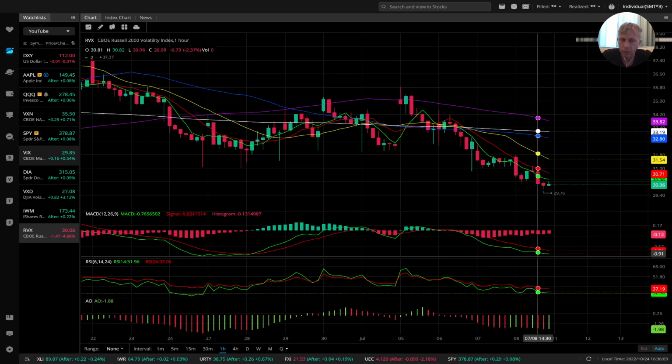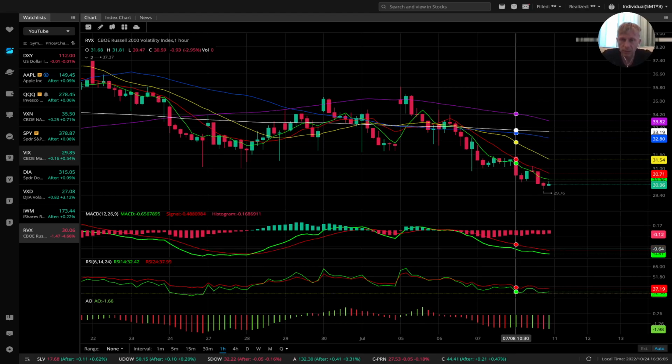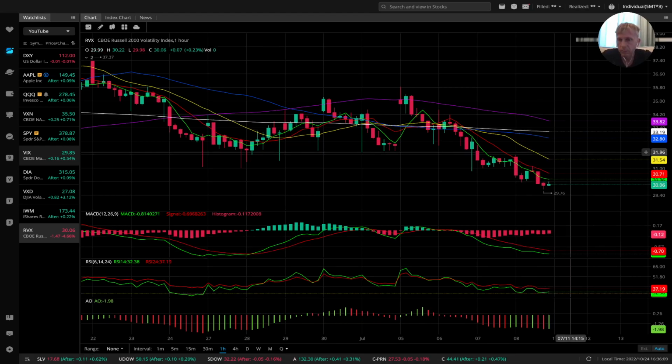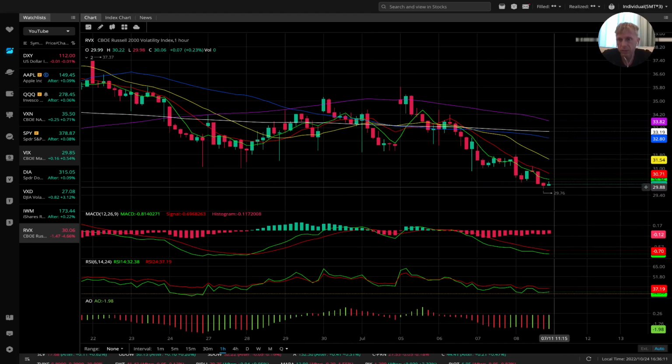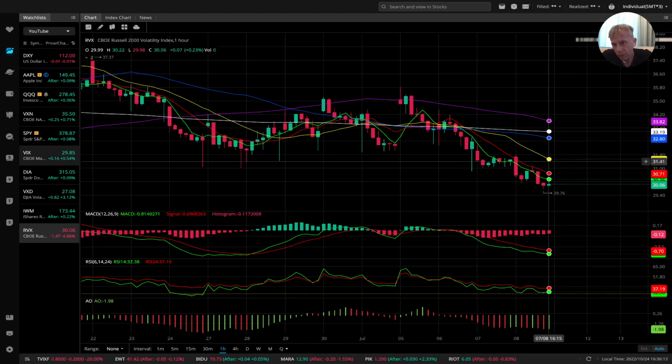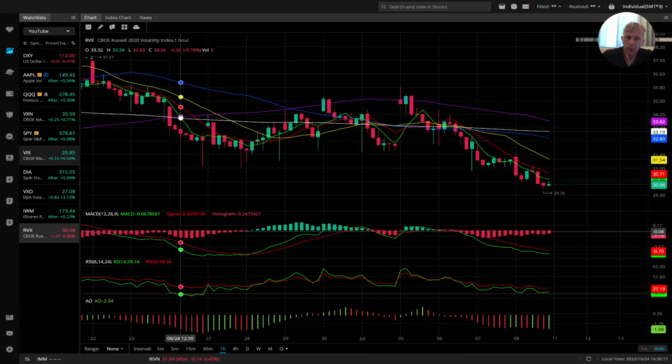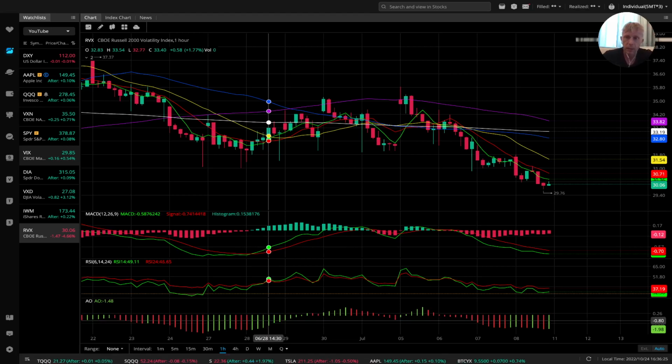RSI, MACD didn't change direction. And the last bar is below all moving averages, kind of far from MA20, but still bearish. Bearish RVX, bearish on all time frames. It's bullish for Russell 2000, okay? Sounds good.